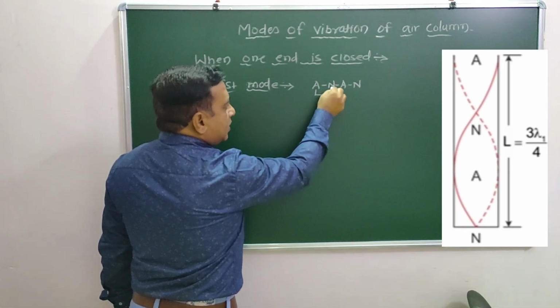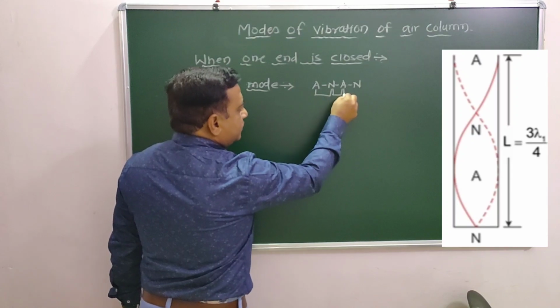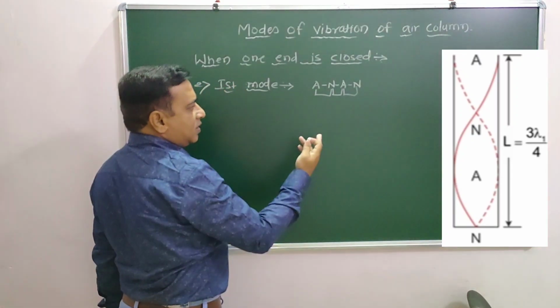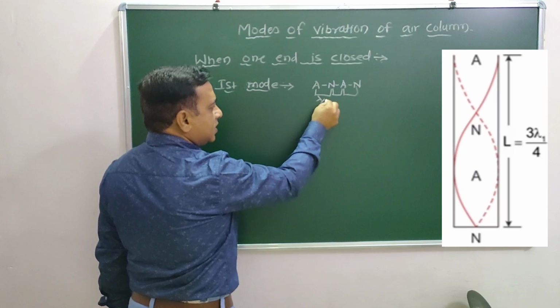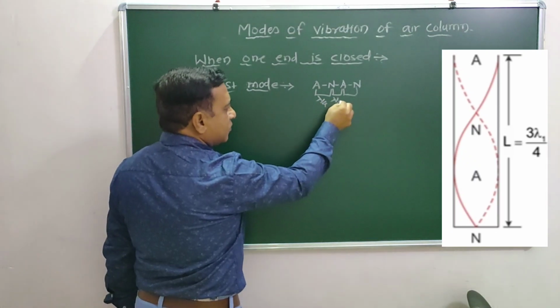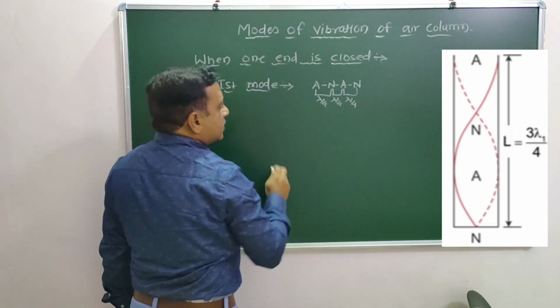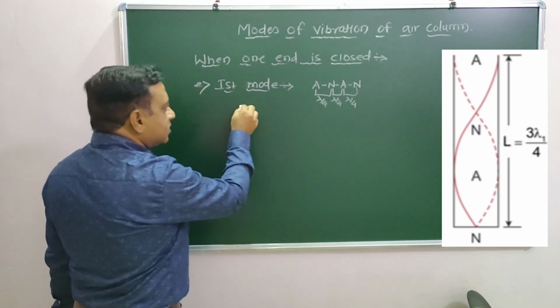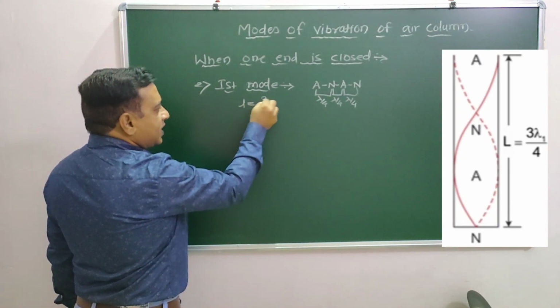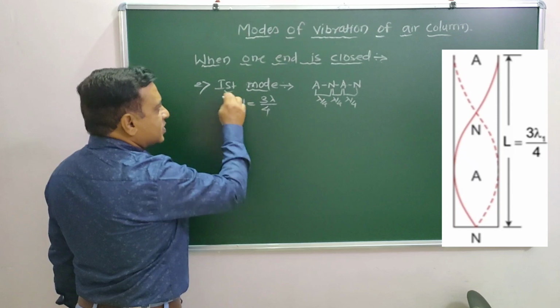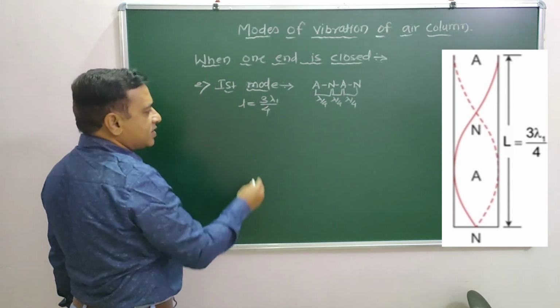In that one, the distance between these two is lambda by 4 always. So it is lambda by 4 plus lambda by 4 plus lambda by 4. So corresponding to that one, the length is 3 lambda upon 4. So this is the first mode. That's why the suffix 1 is given.